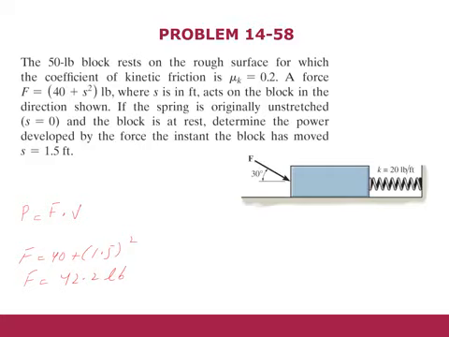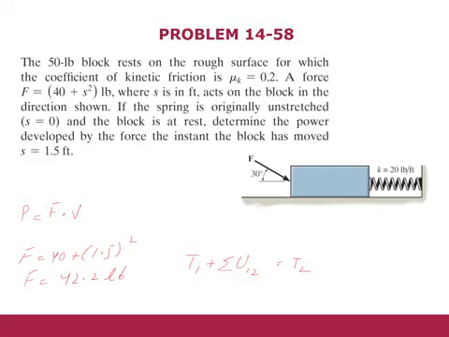Now we have to calculate the velocity. In order to calculate this velocity, we will use the work energy equation, because velocity is involved in this equation. By using the work energy equation, we have T1 plus the sum of all the work done from moving the particle from position 1 to 2 is equal to T2, right?